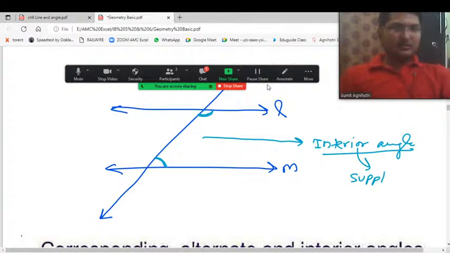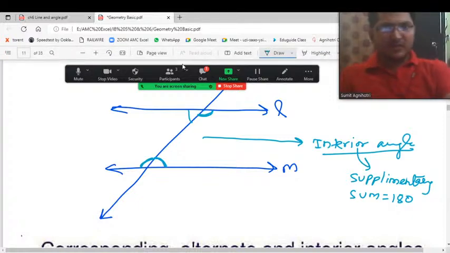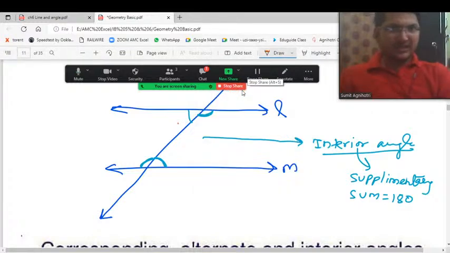Supplementary means they sum up to give you 180. Complementary is when the sum is 90. Okay, these are interior. Similarly, these are two interior angles whose sum is going to be 180. These two angles are also going to give you a sum of 180.